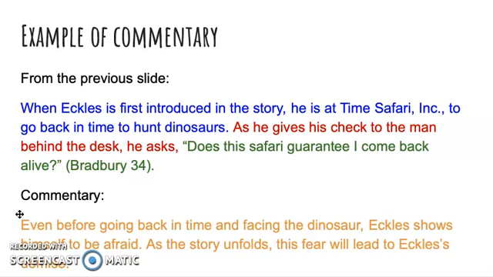So just looking at this commentary, I do not start off by saying "this quote shows Eccles going back in time or wondering about it," but it does explain how Eccles is feeling in that moment, and then connecting it to the overall purpose of the paper, which I can tell in this commentary is about his fear. So that conflict, that internal conflict.